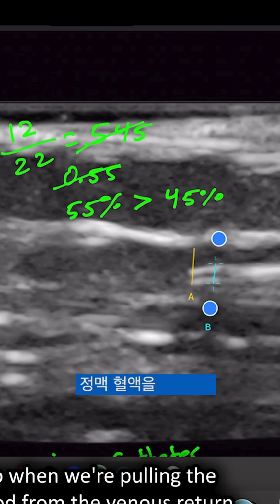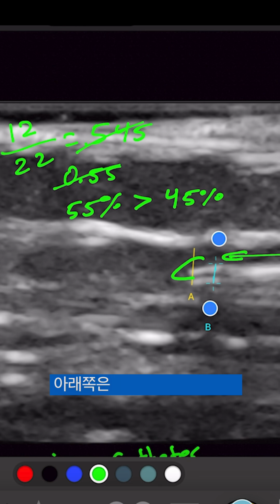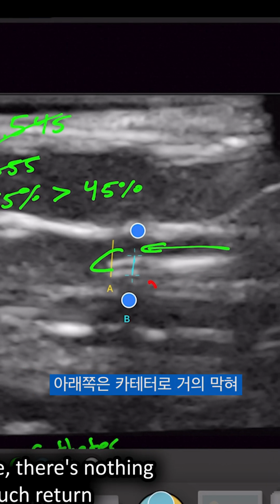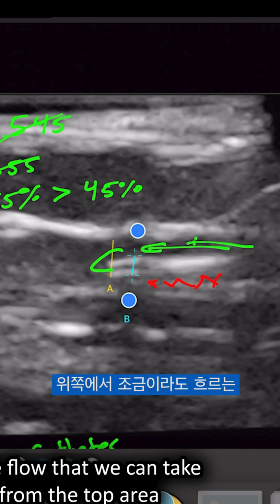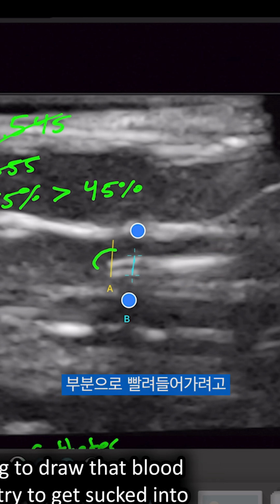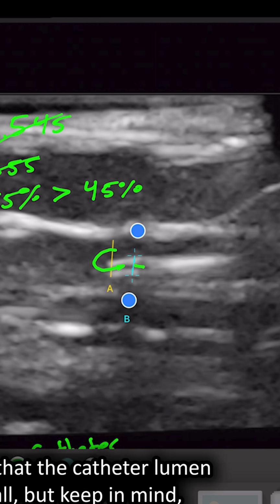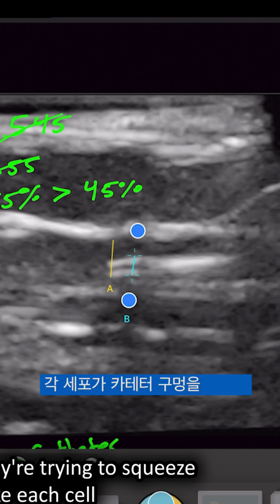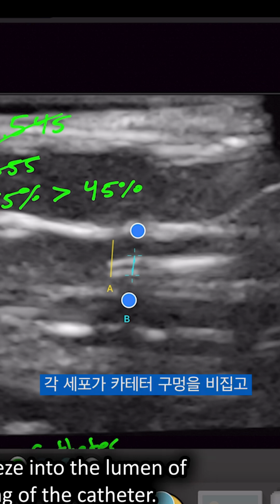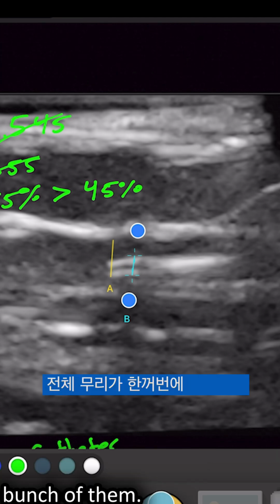So when we're pulling the blood from the venous return, and of course there's not much return at the bottom here because it's pretty much completely obstructed by the catheter. But whatever little flow that we can take advantage of from the top area here, we're going to draw that blood and it's going to try to get sucked into these narrow spots. Now, I understand that the catheter lumen looks pretty small, but keep in mind, these red blood cells are significantly smaller. So it's not like each cell is trying to squeeze into the lumen, or the opening of the catheter. It's a whole bunch of them.